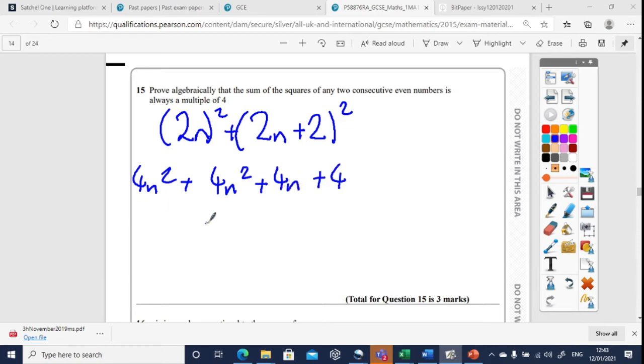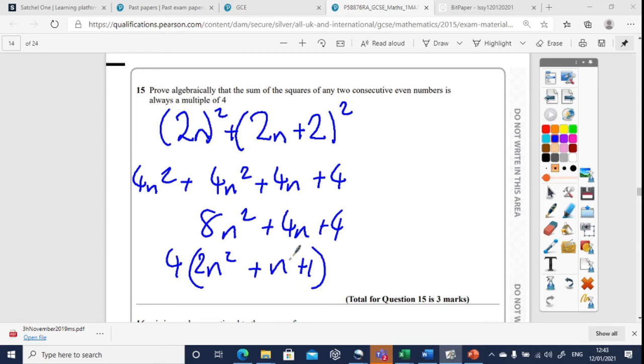Now if I put these together, I get 8n squared plus 4n plus 4. And I can factorise 4 out from all of this, so 4 times 2n squared plus n plus 1. Okay, now here I need a statement saying because I factorised 4 out, it's got to be a multiple of 4.